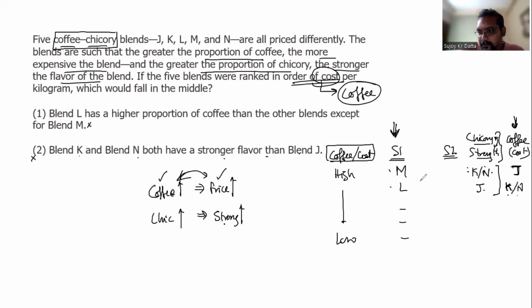Obviously, the first two slots are gone and you need to have three things below it. So obviously, J has to fill up the third place. K or N, N or K can come after that. So who is in the middle? J. By combining, we have the answer. So we have our answer as C.